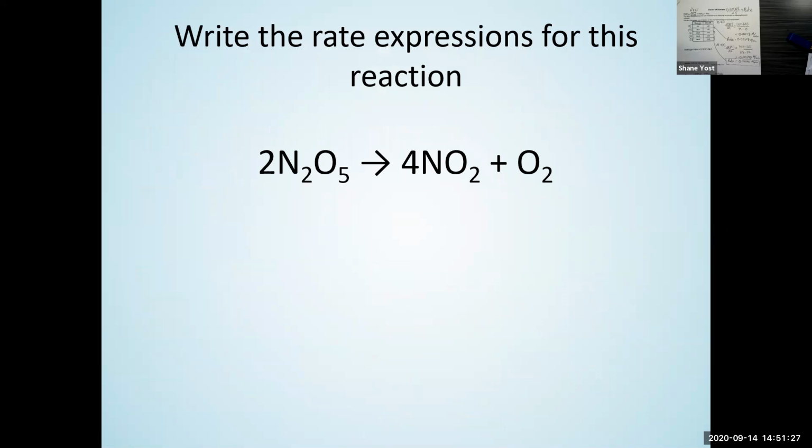Right. So this example: write the rate expressions. Okay. So this is talking about how the rate is related to the rate of formations and rate of consumptions, the rate of changes of your reactants and products here.